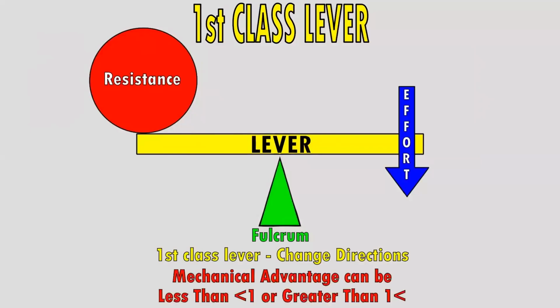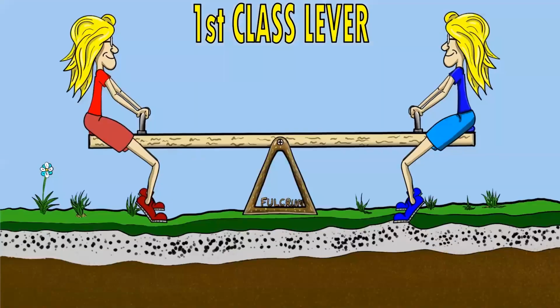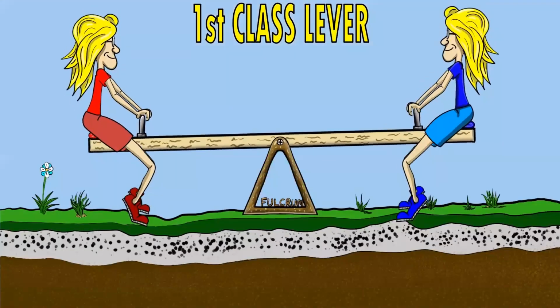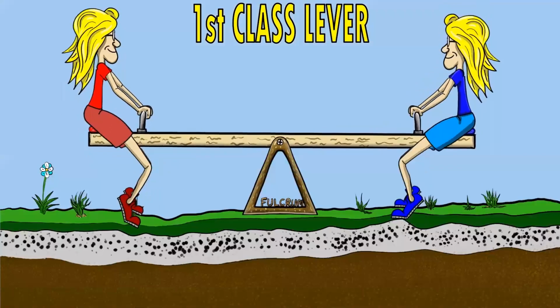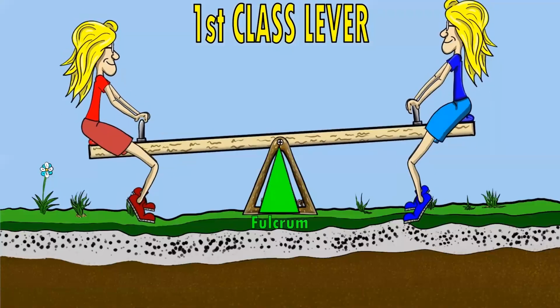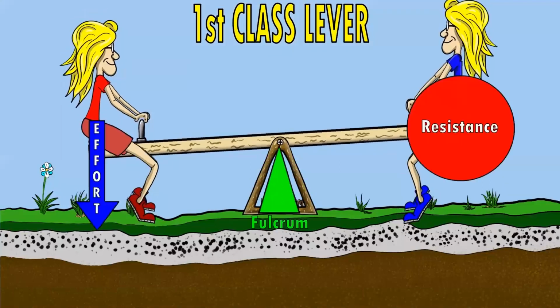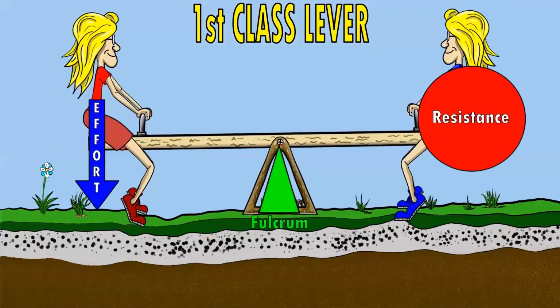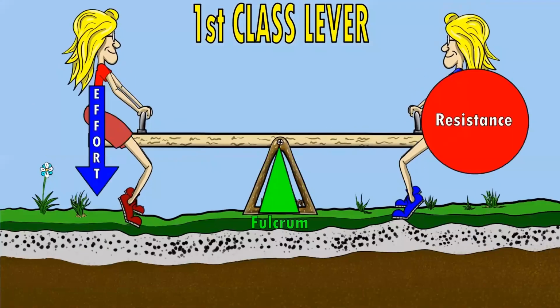The mechanical advantage can be less than or greater than 1. If you recall, you can determine the mechanical advantage by dividing the force arm by the resistance arm. A comparable real-world item would be the seesaw, like the ones the twins are sitting on. So again, the fulcrum is in the middle, with each twin acting as the resistance or effort force, depending on which one is changing directions.